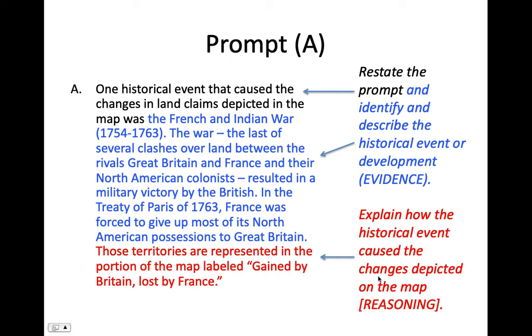Without this red part, the reasoning part, you're not really going to get the point. You have to just connect the dots. So go back to the land, go back to the map. Those territories that were gained by the British from the French are represented in the portion of the map labeled gained by Britain and lost by France. If you do that, you're golden.